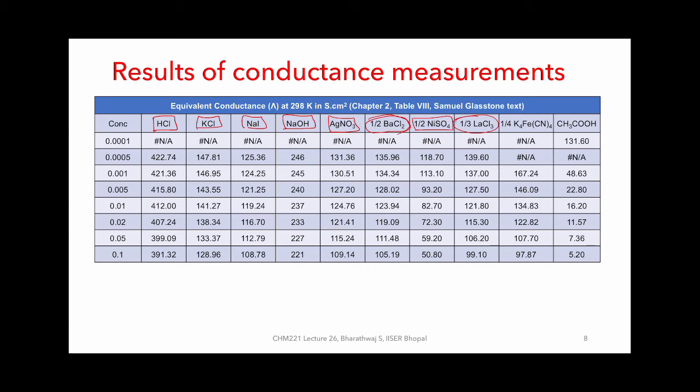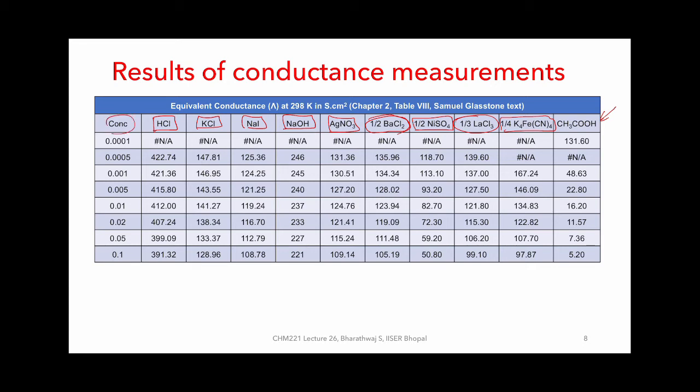You also have a mixed example where you have barium chloride and lanthanum chloride, where barium chloride is a bivalent cation with a univalent anion. On the other hand, lanthanum chloride is a trivalent cation with a univalent anion, which is chloride. Of course, two other examples are also given, where you have a salt of potassium ferrocyanide and also acetic acid. We will see why these examples are taken a little later.